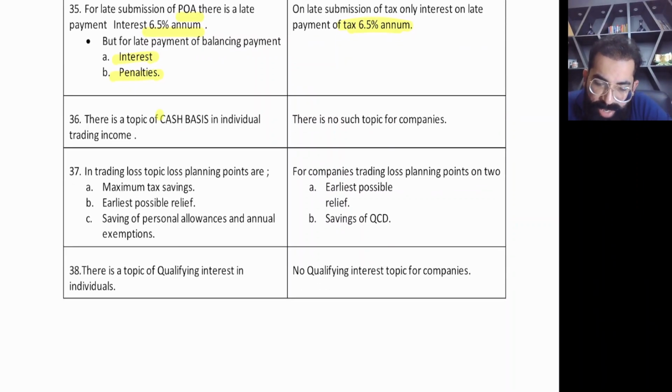There is a topic of cash basis. Yes, cash basis in individual trading income, but that topic is not available for companies. Now here is some mistake. In trading loss planning.